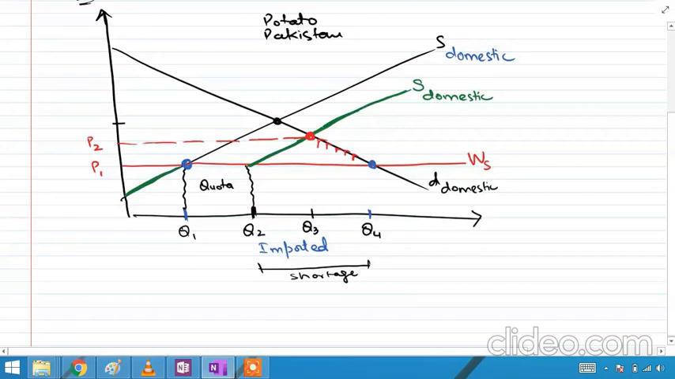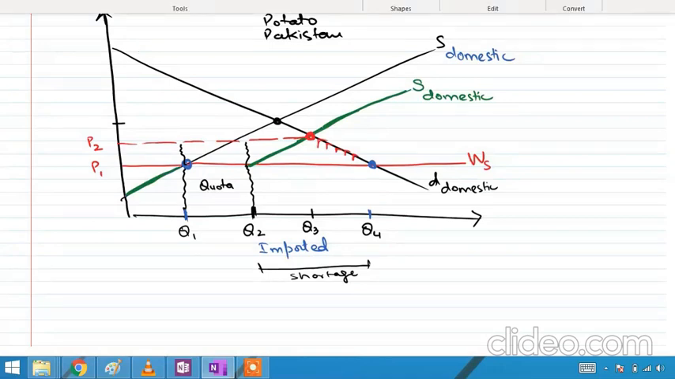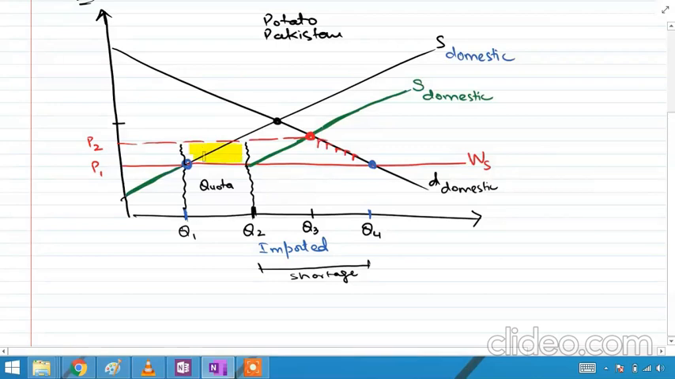Moreover, if you look at the diagram, this area shows the reduction for consumers and the gain to producers. So I am highlighting this area, the yellow shaded area. Earlier it belonged to consumers. Now from consumers it has been transferred to foreign companies.